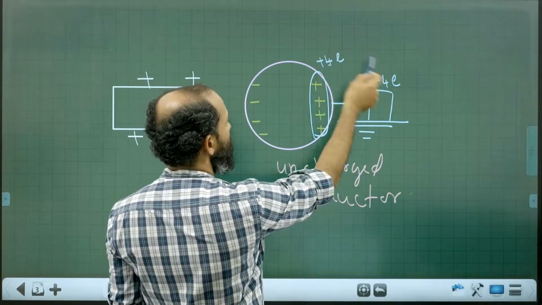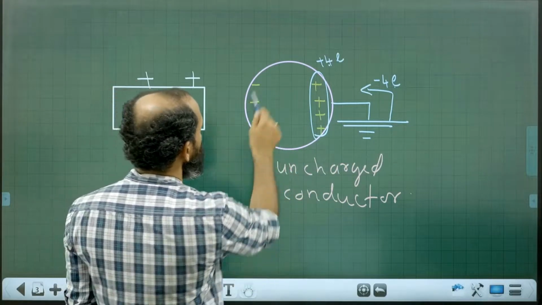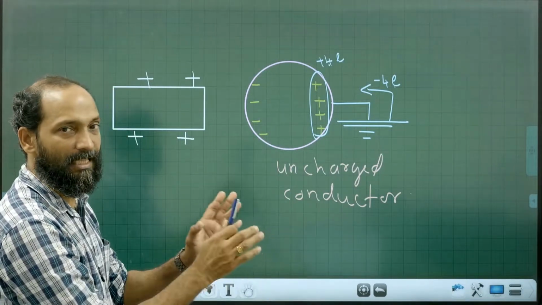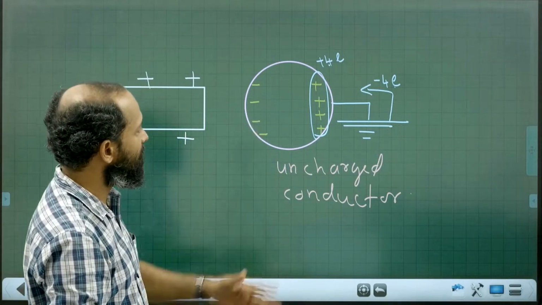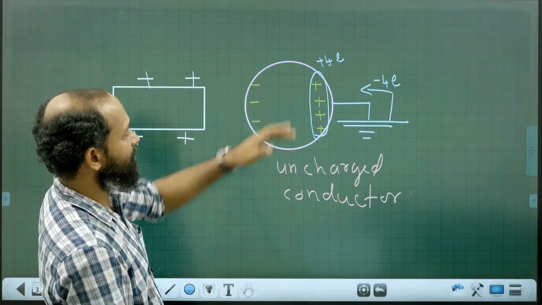So plus 4e minus 4e becomes 0. That's why the rest of the minus 4e charge will prevail in this uncharged conductor. That's the way by which it is electrically charged. Now the charge on this conductor has become minus 4e. Okay, now it gains a net charge.